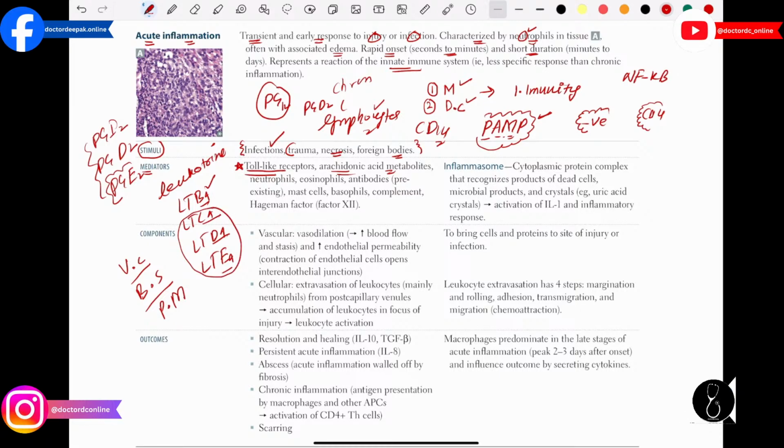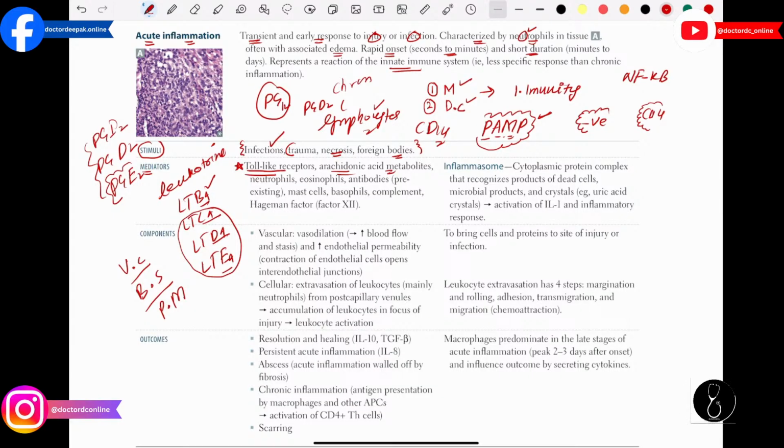So if a question comes, what is the mediator that is going to produce vasodilation? You can say PGI2, PGD2 or PGE2. Basically these are the prostaglandins which are going to produce vasodilation. And if they ask which leukotrienes are going to vasoconstrict, it is leukotriene C4, D4 or E4. So these are the important points you have to remember.